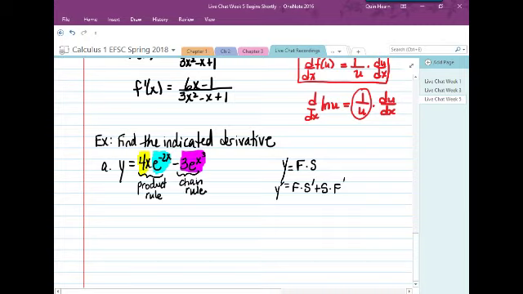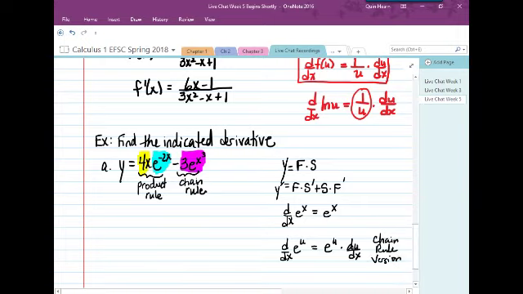We also need to remember that the derivative with respect to x of e to the x is just e to the x. But the derivative with respect to x of e to anything other than x is e to that power times the derivative of whatever it was, to compensate for the fact that it wasn't an x. So, in other words, this is the chain rule version of the derivative of e to the x.